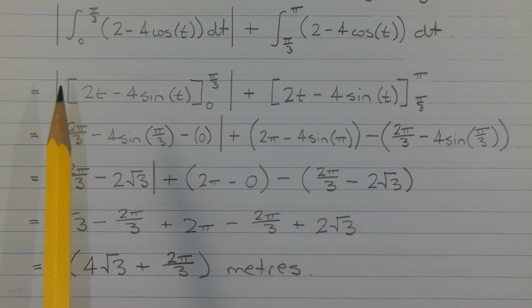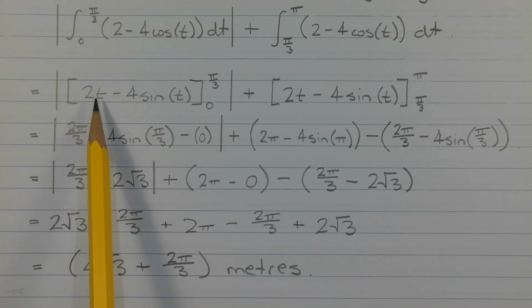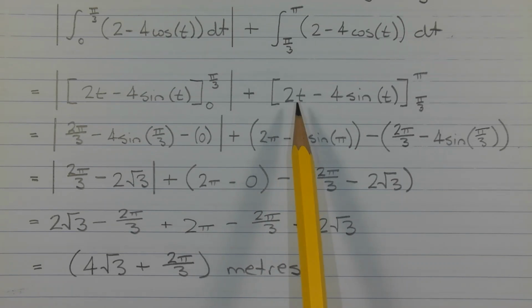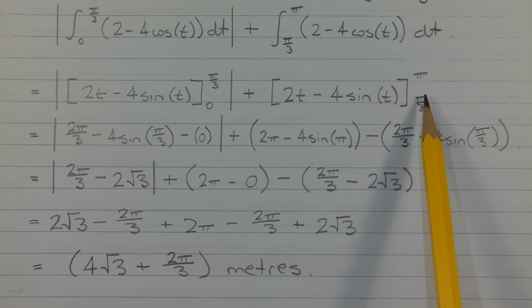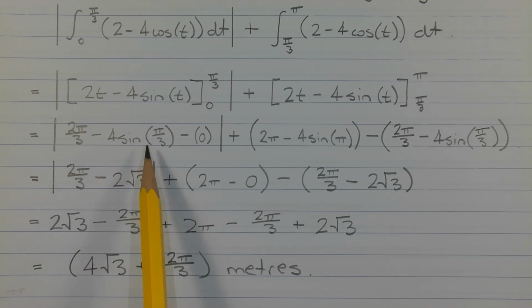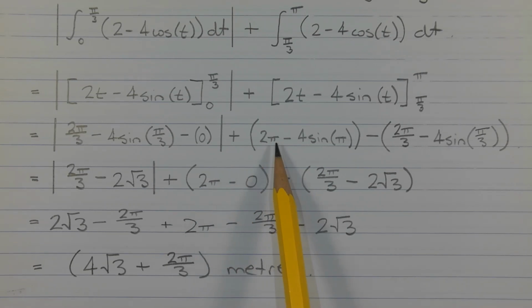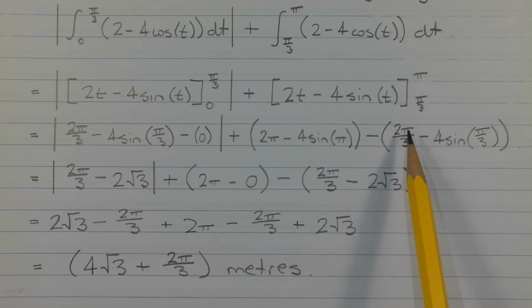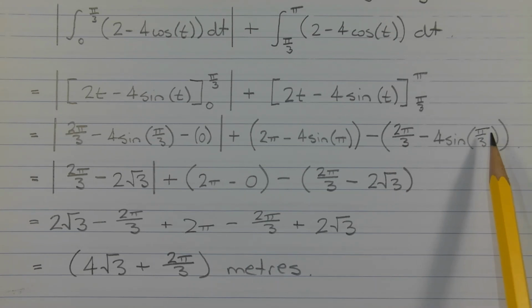Performing the integration, we get the absolute value of 2t minus 4 sine t from t equals 0 to t equals pi over 3, plus 2t minus 4 sine t from t equals pi over 3 to pi. Applying the limits of integration, we get the absolute value of 2 pi over 3 minus 4 sine pi over 3 minus 0, plus 2 pi minus 4 sine pi, in brackets, minus 2 pi over 3 minus 4 sine pi over 3, in brackets.